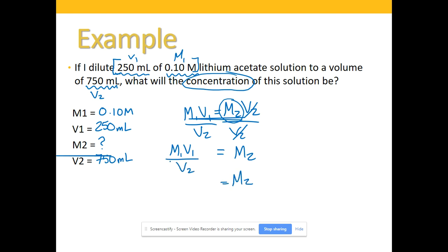We can plug our variables in. We know that M1 is 0.10 molar, V1 is 250 milliliters, and V2 is 750 milliliters. Our mLs cancel out on the top and bottom. We plug it into our calculator: 0.1 times 250 divided by 750 gives us 0.033 molar.